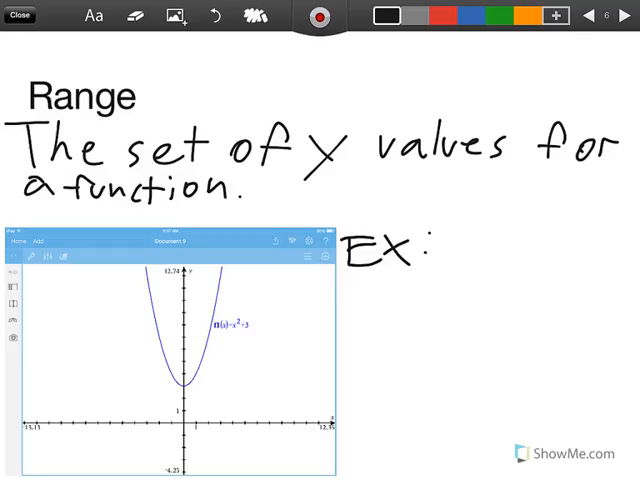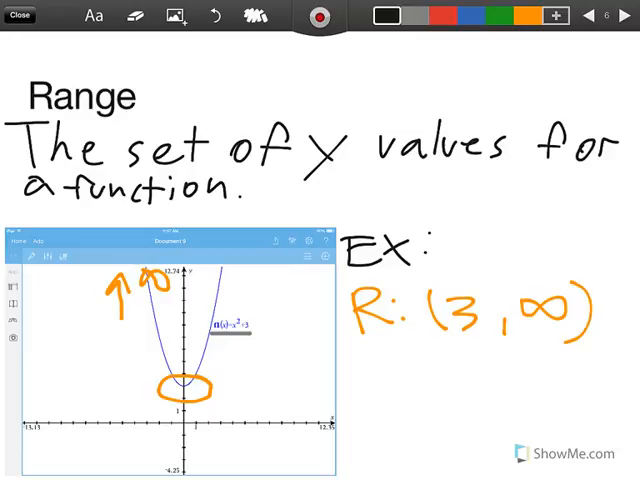The next characteristic of quadratic functions we'll be discussing is range. Range is defined as the set of y values for a function. Range can also be thought of as how low and how high the graph goes. In this example, we will be using the same graph of x squared plus 3. On this graph, the y-coordinate never dips below y equals 3, and it goes up to infinity. So the range for this particular graph would be 3 to infinity.